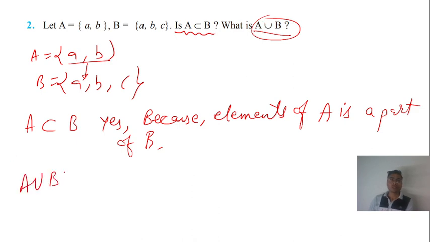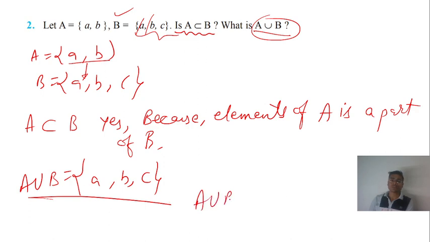In A union B, we write all the elements of A as a, b, and after that we write all the elements of B. We remove a and b because we already wrote them here, and then we write c. So this is the A union B set.